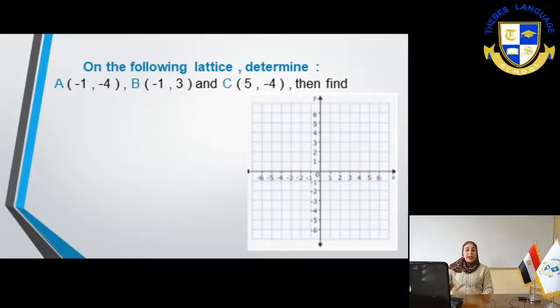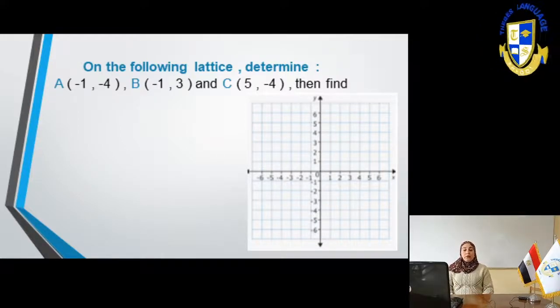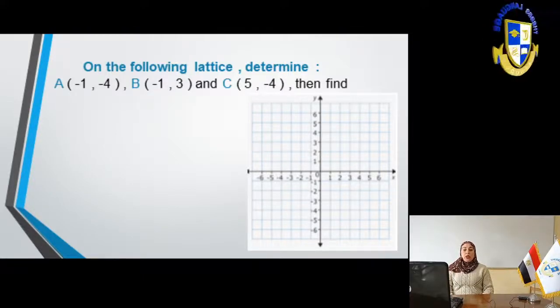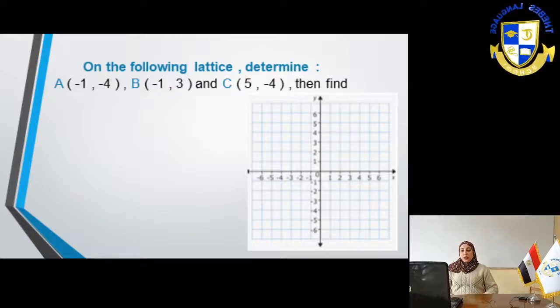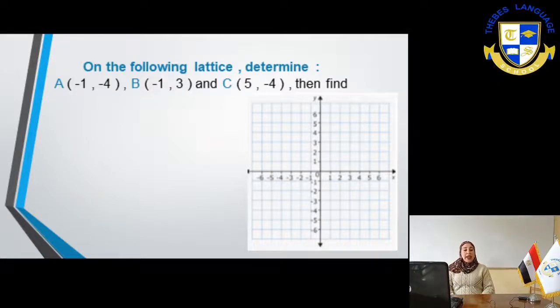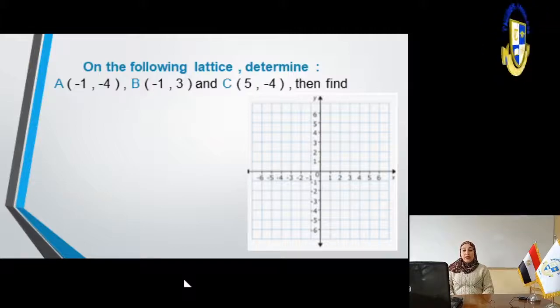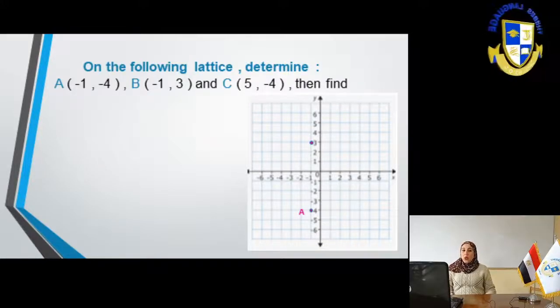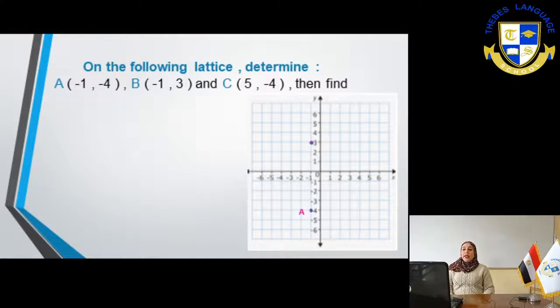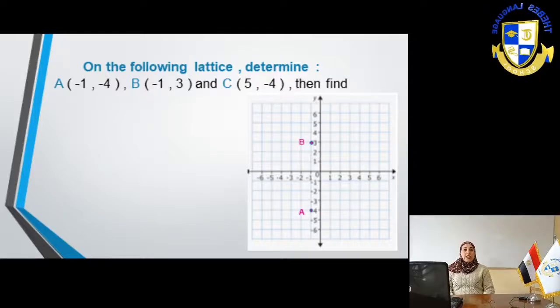Okay, our last example here. On the following grid, determine A, which is (-1, -4), B, which is (-1, 3), and C, which is (5, -4). Let's start with A, and we said we will start from the x-axis. So I'll go to negative 1 and I'll go down to reach negative 4. Now put the dot and the name of this dot, which is A. Point B, I'll start from negative 1 and I'll go up to reach 3. Now put the dot and the name of it, which is B.